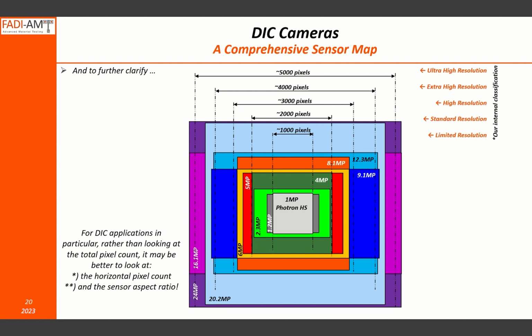And we leave ultra high resolution to anything that exceeds 4500 pixels or approaches 5000 pixels. And that would be the 24 and the 60 megapixel. Below 2000 is what we call internally limited resolution. And that's something that, at least for our testing, we try to stay away from unless we have no other option.